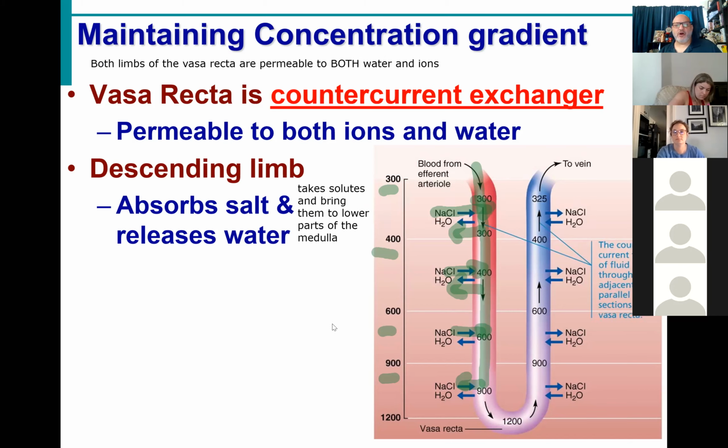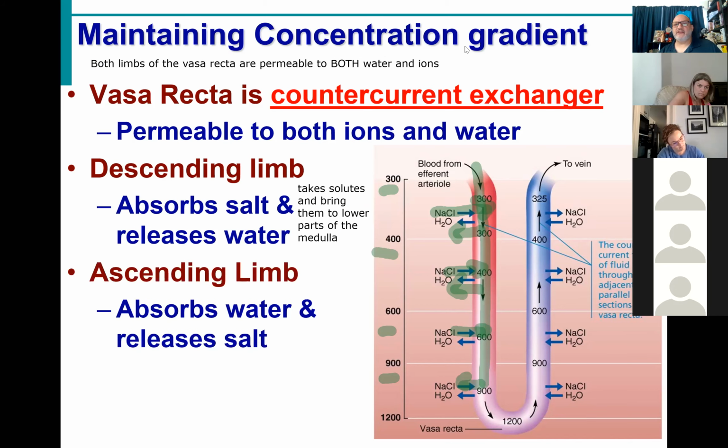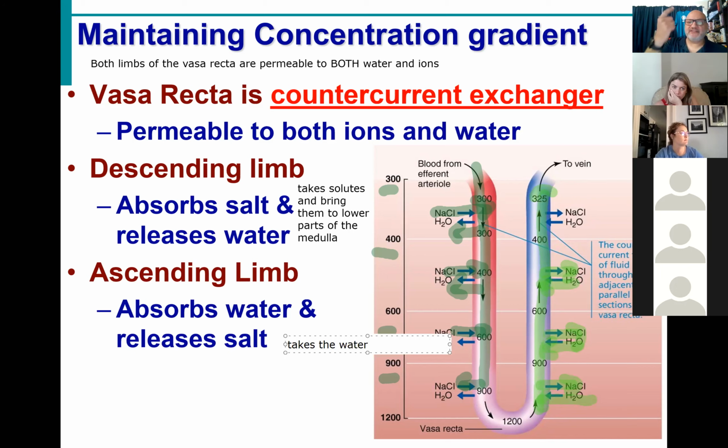And then the opposite is true on the other side. As it is going up, it is going to areas that have a lower osmolarity to them. So that means water is going to want to come in where there's more stuff, and the solutes are going to want to come out. Water is going to come in and solutes are going to come out. So notice in this case, basically on the ascending limb, it is taking the water and bringing it to a higher level.